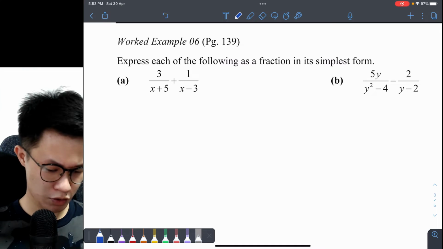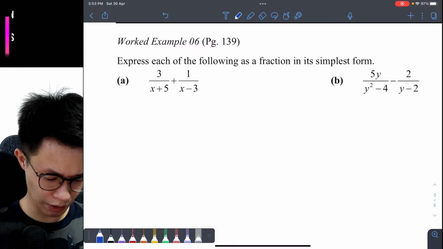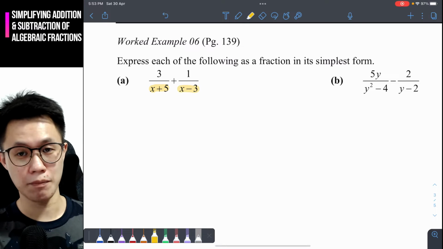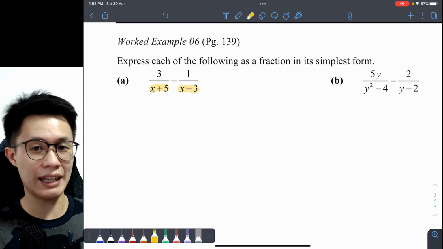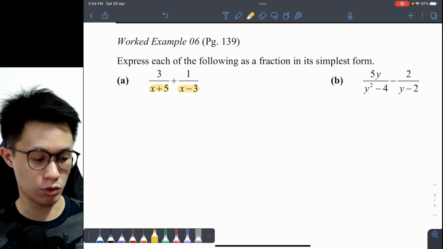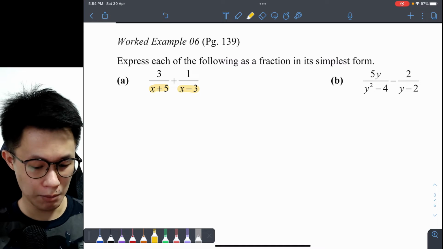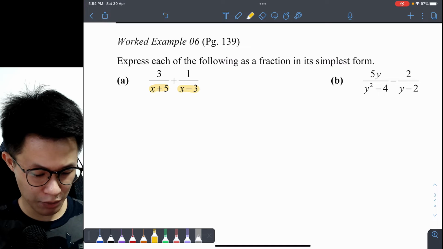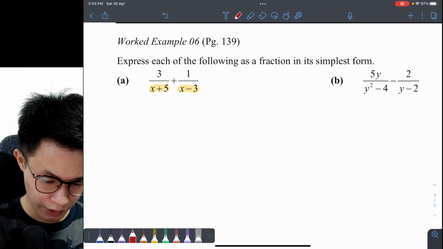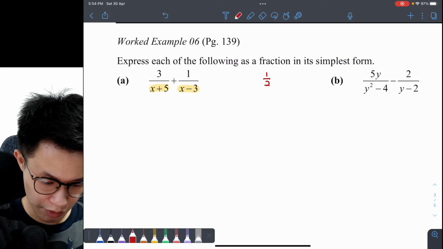What we have here is that our denominators are x minus 5 and x minus 3. You cannot add value to the denominators to try to make them the same. But what you can do is multiply, and in this case it's pretty hard to multiply, right? But what I'm going to show you is a very simple example that will show you what's happening.